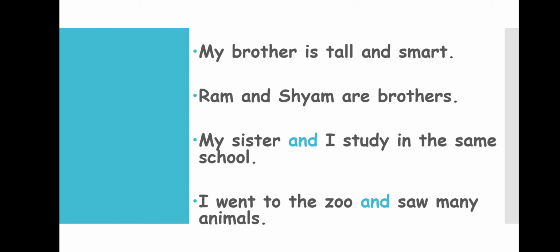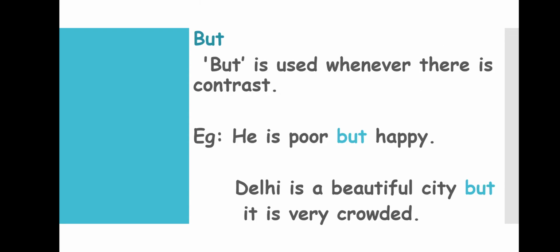Shall we go to the next conjunction? The next one is but. But is very easy to find out. But is used whenever there is contrast. That means when we have opposites.